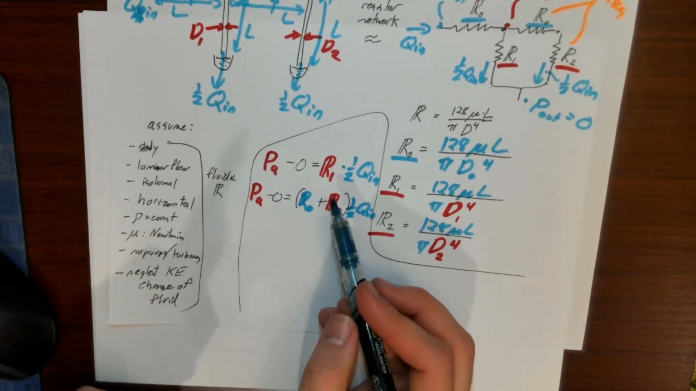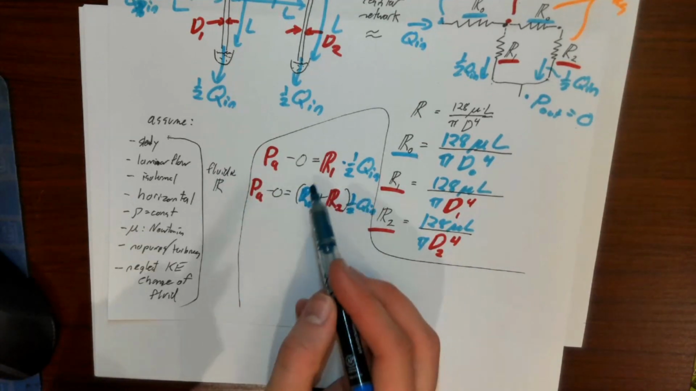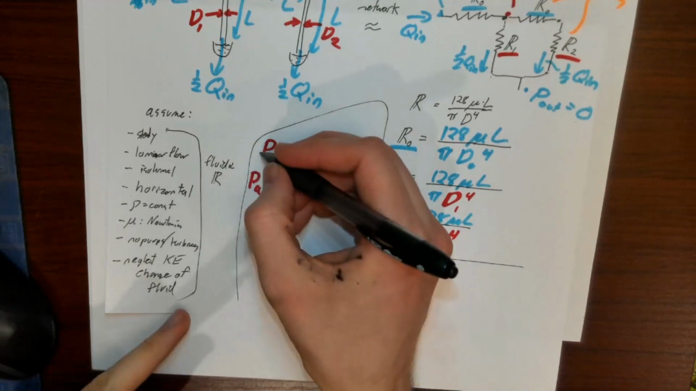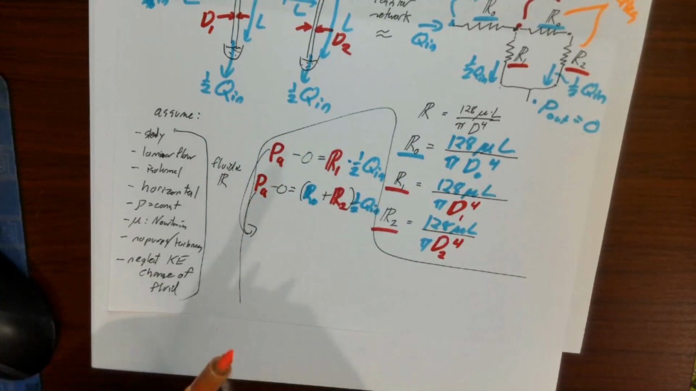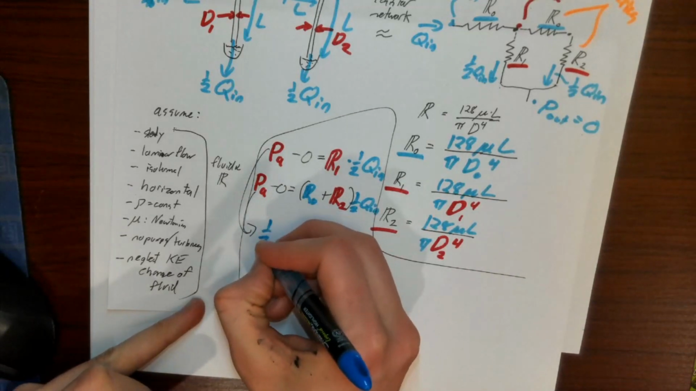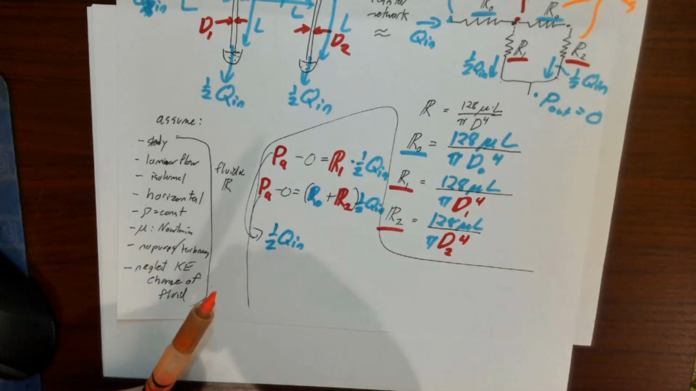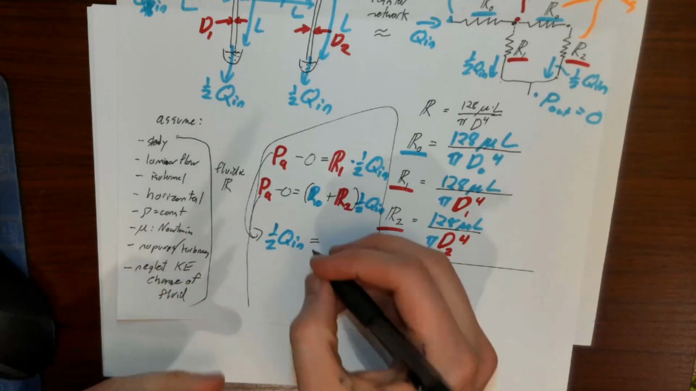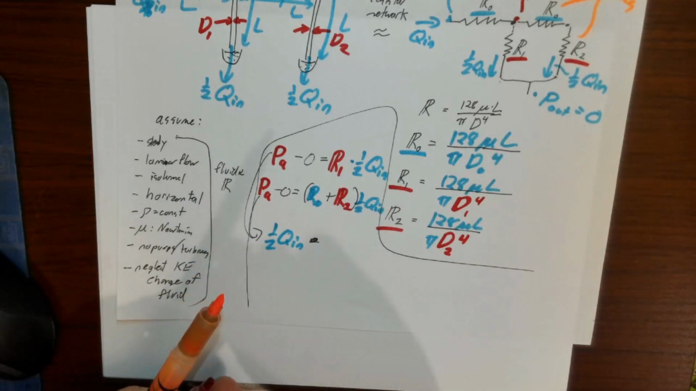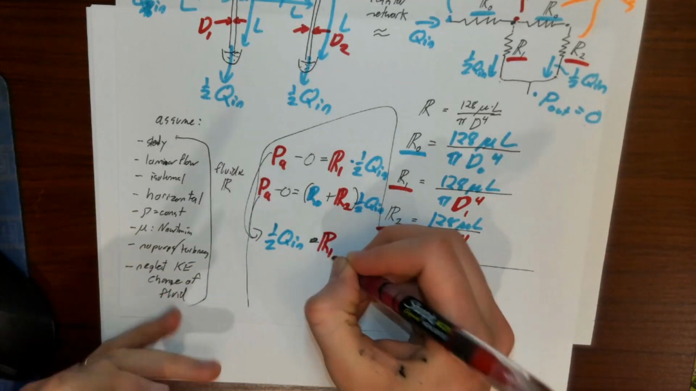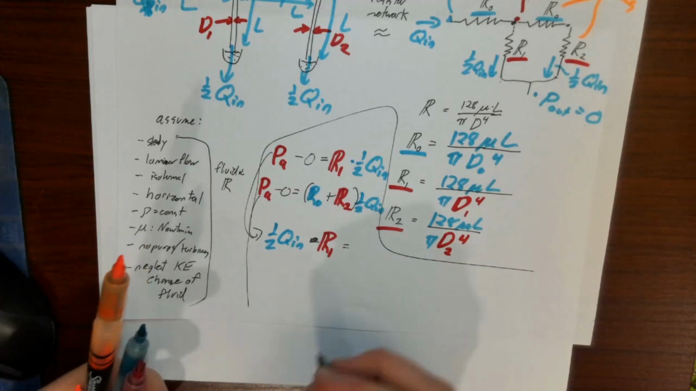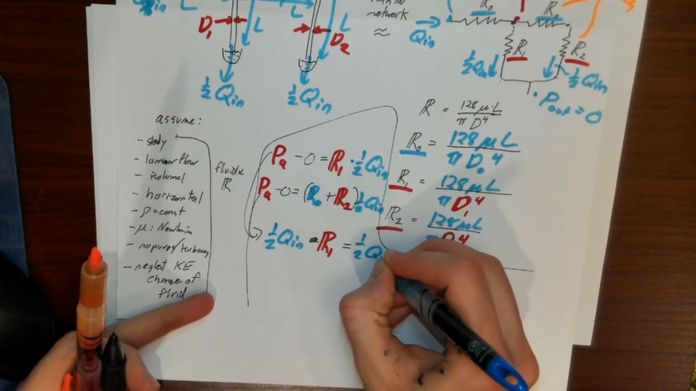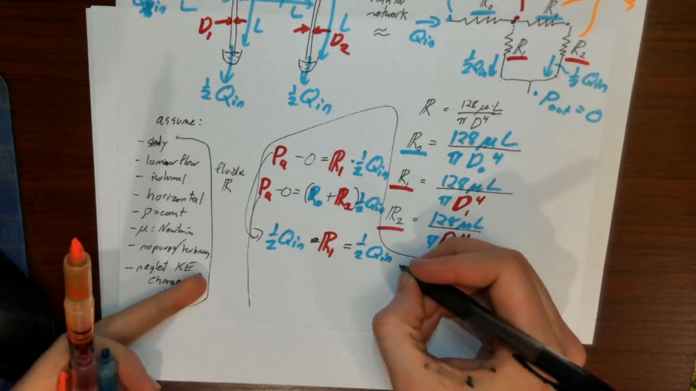So now we have two equations. They're both equal to PA minus 0, so we can essentially set them equal to each other. We take these two, set them equal to one another, and we end up with 1/2 Qn times R1 must be equal to 1/2 Qn times R0 plus R2.